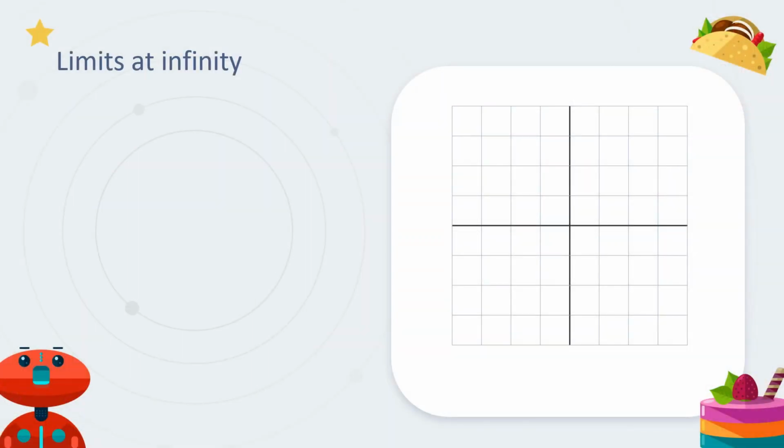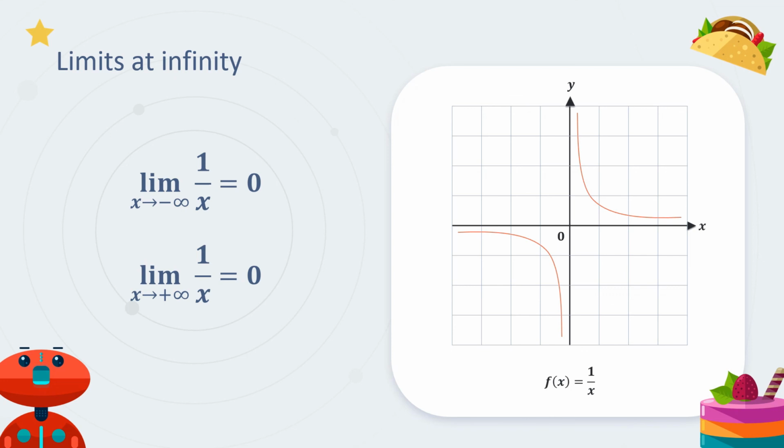Various types of limits at infinity. Example 1. The limit of 1 over x as x approaches negative infinity equals 0, and the limit of 1 over x as x approaches positive infinity equals 0. When x approaches 0, the value of y will keep increasing and become infinity, while when x approaches negative infinity, y approaches 0 but is not equal to 0.